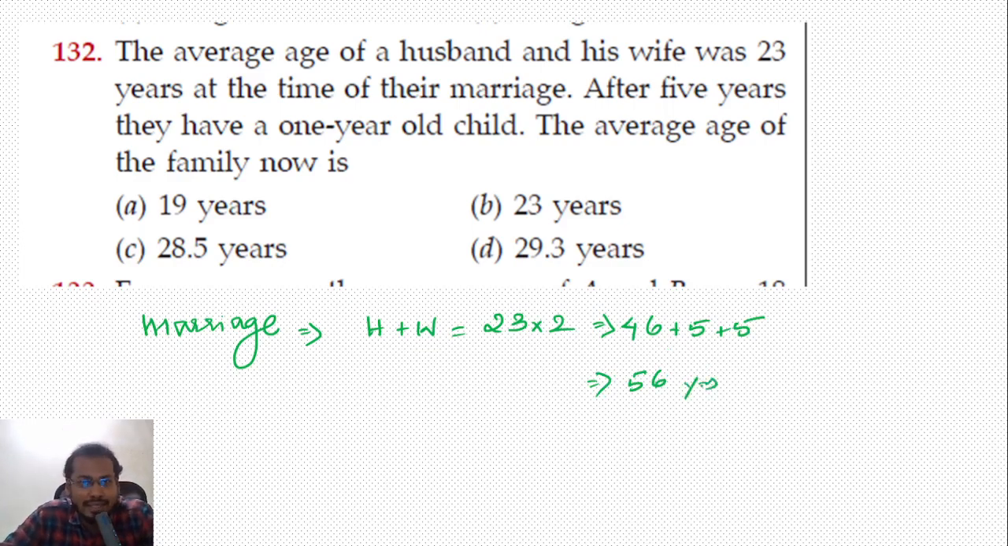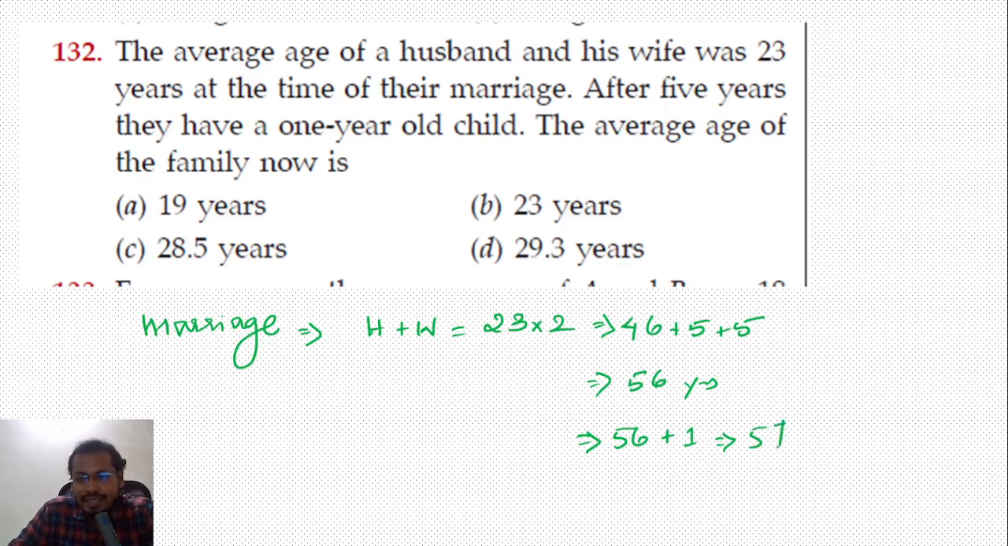Correct. But now they have a child also. After 5 years, they have a child, 1 year old. So the average age of the family now, I need to add 56 plus that 1-year-old child.